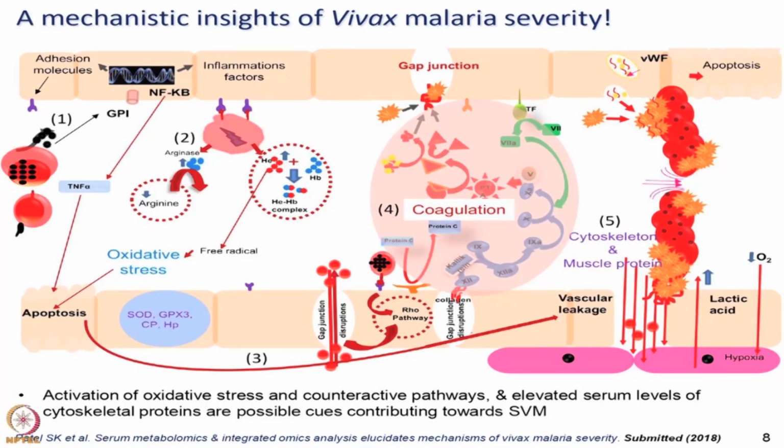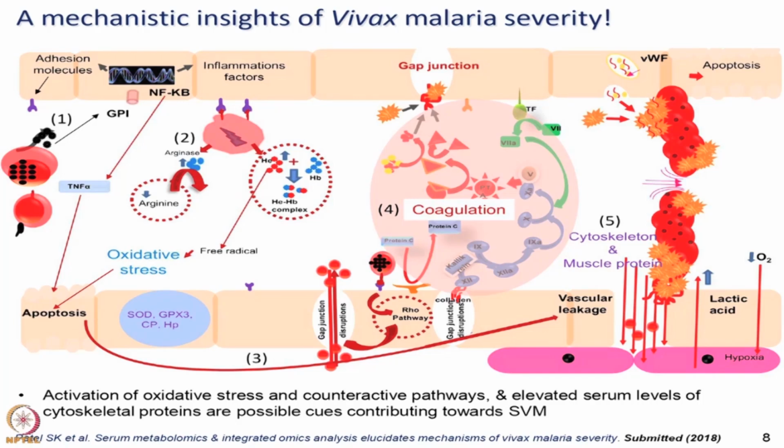So, in this context, for the very first time we are able to put together various pieces and see in which way the various changes are happening, from the adhesion molecules to the inflammation factors, how they go with the change of various types of amino acids and change in the haptoglobin level, leading to oxidative stress or apoptosis, followed by influencing the vascular leakage and coagulation pathways, which is eventually causing the variety of severe infection which we can see. So, the activation of oxidative stress as well as the cytoskeletal regulatory molecules could be one of the major mechanisms contributing toward severe vivax malaria.